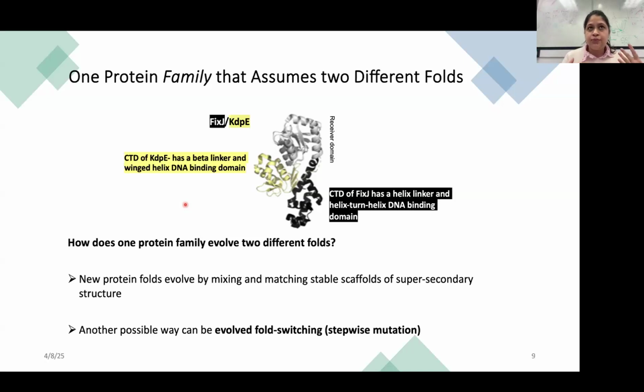Mainly people have looked at how new protein folds evolve by mixing and matching of stable scaffolds of super secondary structural elements. But there's another way that could lead to two different protein folds. That could be evolved fold switching, or stepwise mutation that leads to two different folds. And most likely, this is what is happening in this family. As we look at more of the data, it will become more clear.